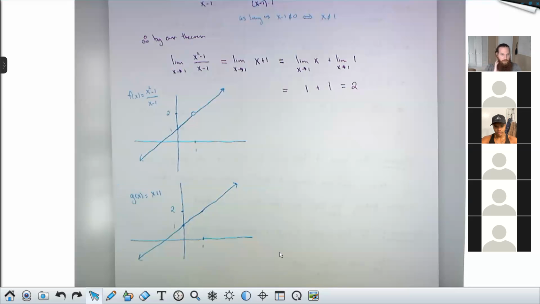It's very subtle. And the thing to keep in mind is that the limit doesn't care about what happens at 1. It cares about what happens as you get closer and closer to 1. Does that make sense?